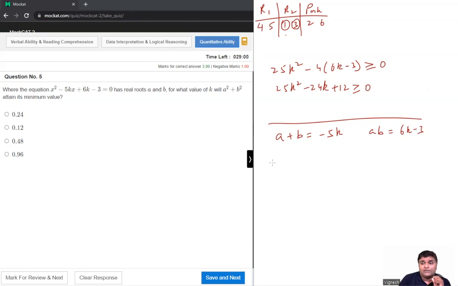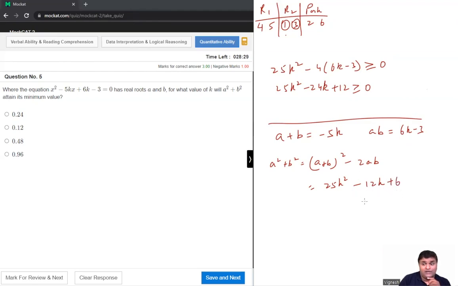Now a square plus b square can be written as a plus b whole square minus 2ab. So what is this going to be? 25k square, the same thing, minus 24k, plus 12. Minus 2 into minus 2ab, minus 12k, minus six, plus 6. This is a square plus b square.